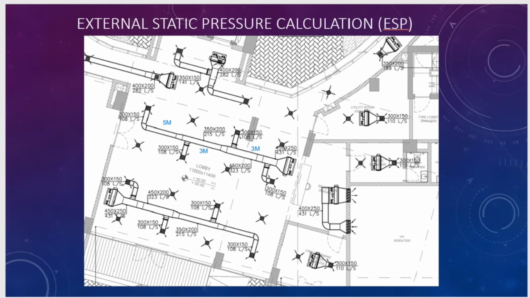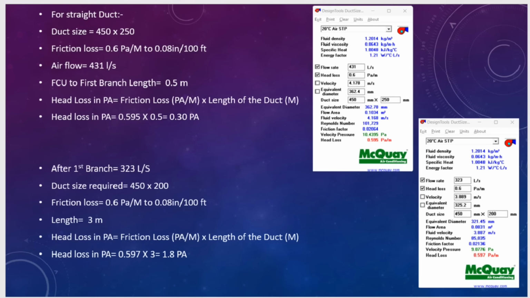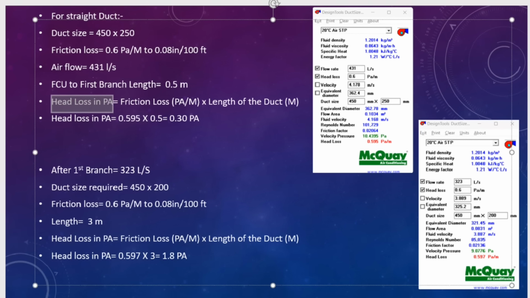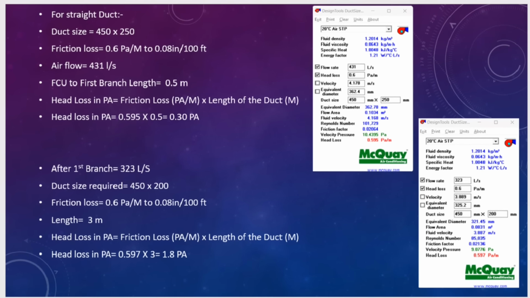So first we are starting with the straight duct which is after the FCU. This length before the reducer to the FCU is 500 mm or 0.5 meter. Generally, the ESP calculation is very simple. There are only two formulas. For the straight duct, head loss in Pascal is equal to friction loss, that is Pascal per meter, into length of the duct. This is applicable to all the straight ducts.